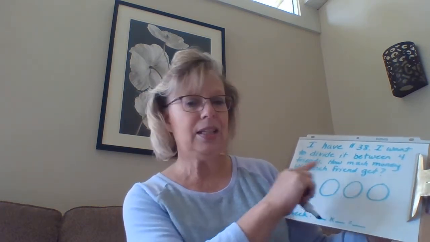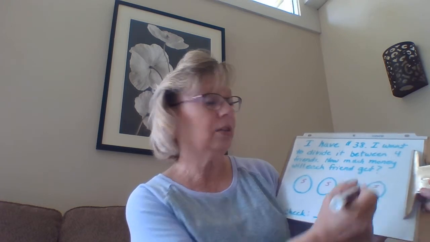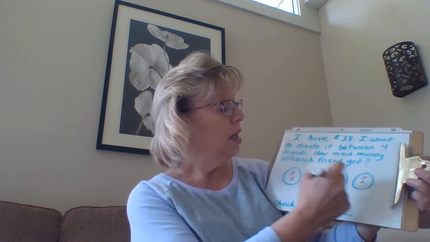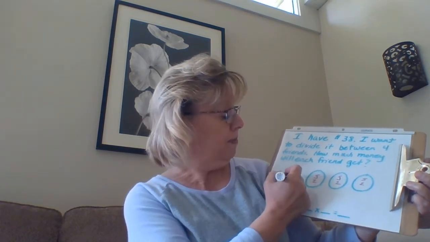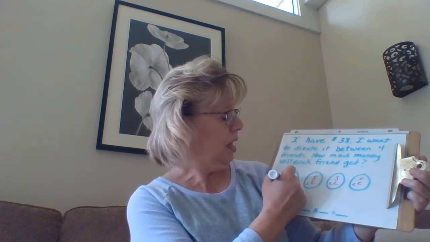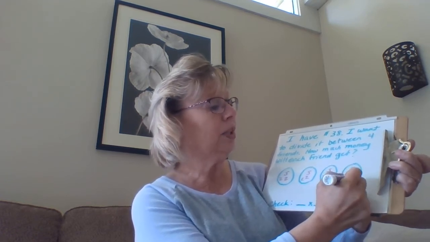Well, I could do 1, 1, 1, 1 and just divide it until I count to 38. Or I could divide by a bigger number. I could give each friend $5 to start with. That means I've used up $5, $10, $15, $20. I could give each one 2 more. So that's $20, $22, $24, $26, $28. Maybe 2 more. That's 30, 32, 34. Ooh, that's $36. That's really close.